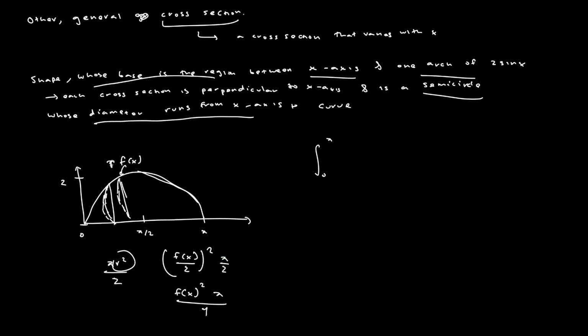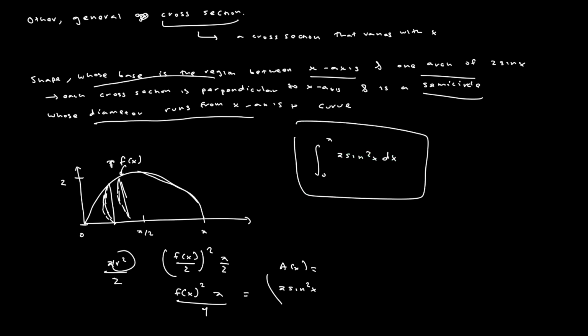And that's our area. Plugging this into our formula, f of x is 2 sine x, so f of x squared is 4 sine squared x. Multiplying by the rest of the constants, we're left with pi times sine squared x. So A of x is simply equal to pi times sine squared x. And we know that the volume is A of x times dx, so pi times sine squared x dx. This integral represents the volume of our shape.